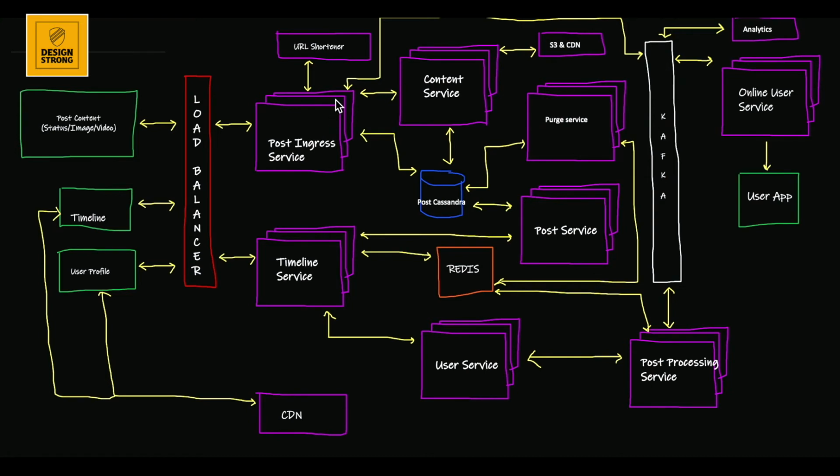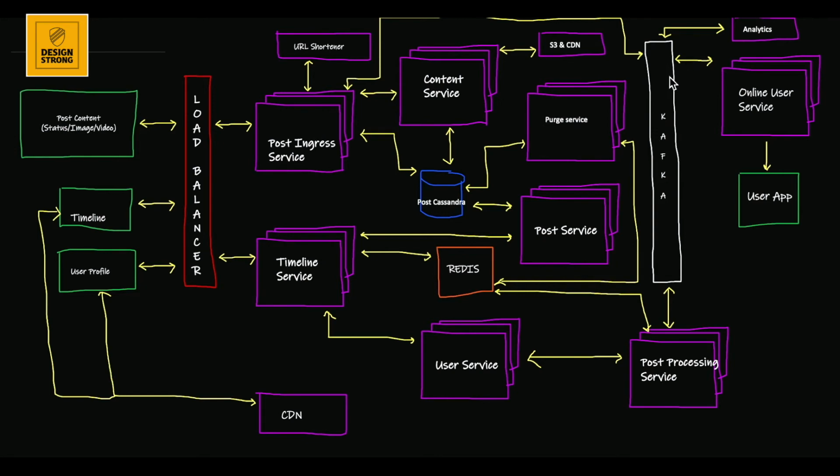Now this post ingress service is also connected to a Kafka queue, wherein they will be providing an update to a Kafka topic as and when a post has been posted by a user. This Kafka topic will only contain details of the status message in terms of, let's say, a status ID which will be available in post Cassandra database and the user who has posted this.